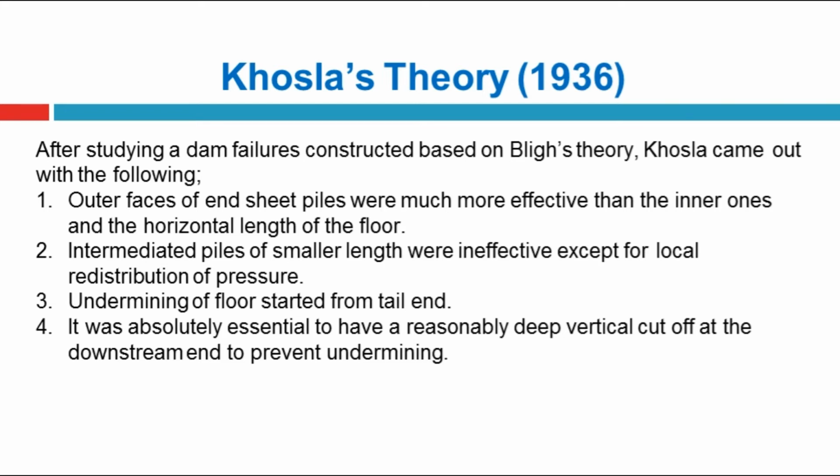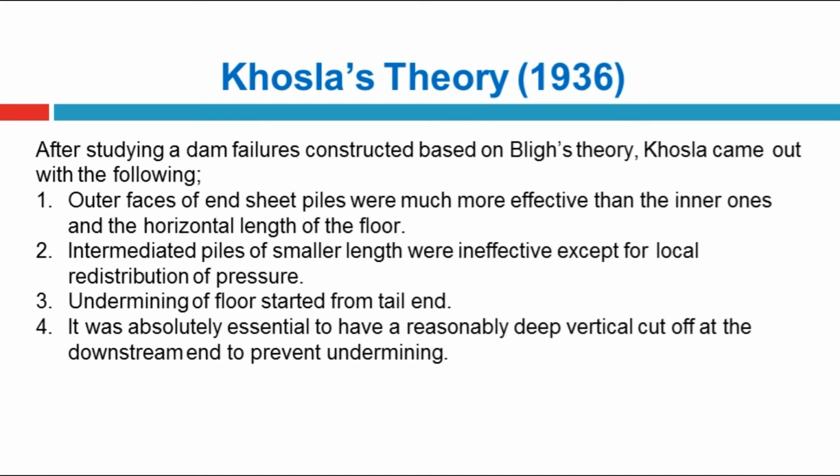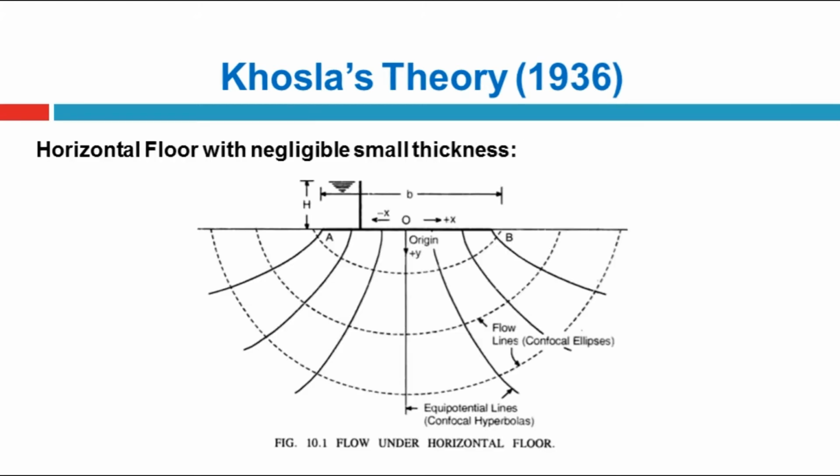Khosla and his associates took into account the flow pattern below the impermeable base of a hydraulic structure to calculate the uplift pressure and the exit gradient. Various cases were analyzed by them. The case of a horizontal impervious floor without a pile is discussed. Khosla and his associates gave the mathematical solution of the Laplace equation for different types of structure on permeable foundation. Its solution is also known as the Weber solution.